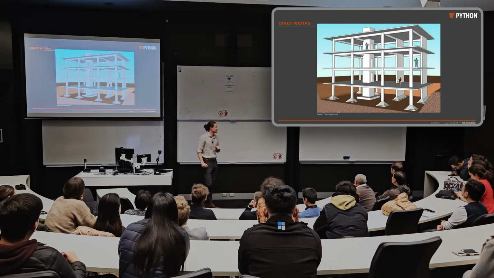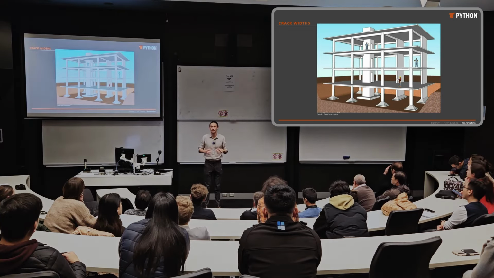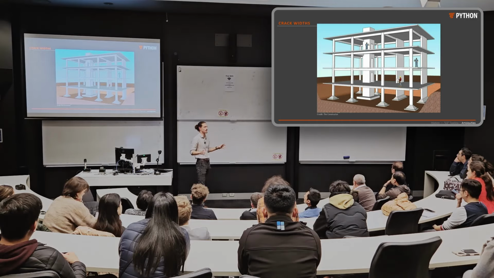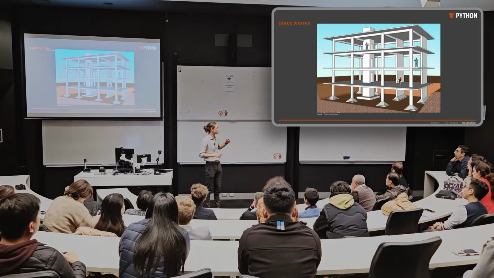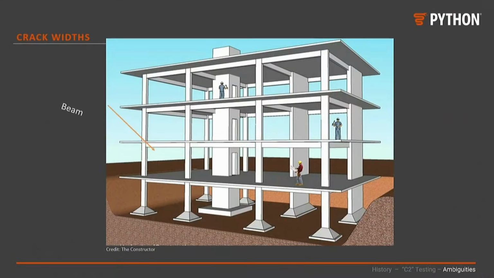Okay, next ambiguity. You might have noticed I'm talking about reinforced concrete beams a lot. This is because all of the development of the crack widths was done on research on reinforced concrete beams. Now, I think we should maybe take a step back to first year university. We're going to go through a building system of a building.